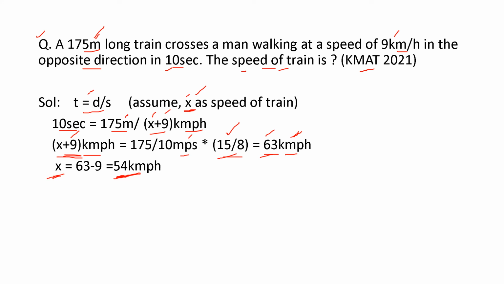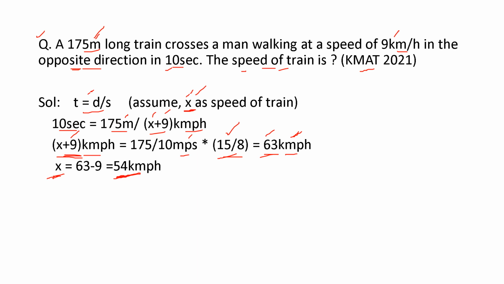From here you have to find the value of the speed of the train. So first assume it as x and then go for the direct substitution. That is, time is equal to distance by speed. Substitute the value of time, substitute the value of distance and speed. Speed is speed of the train plus speed of the man. We have gone through all the formulas. Okay, u1 plus v1, opposite direction.